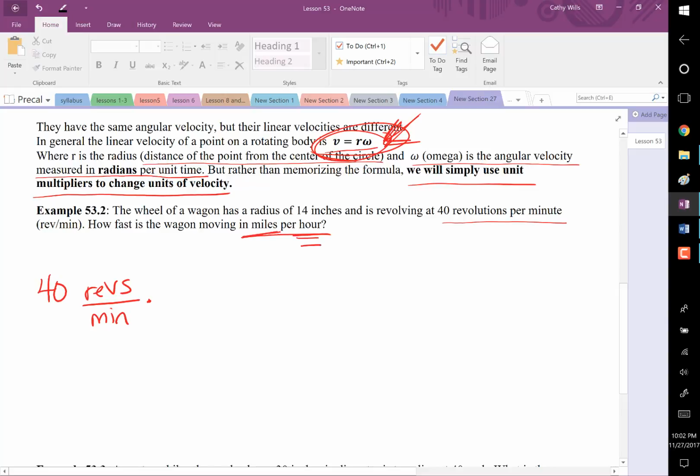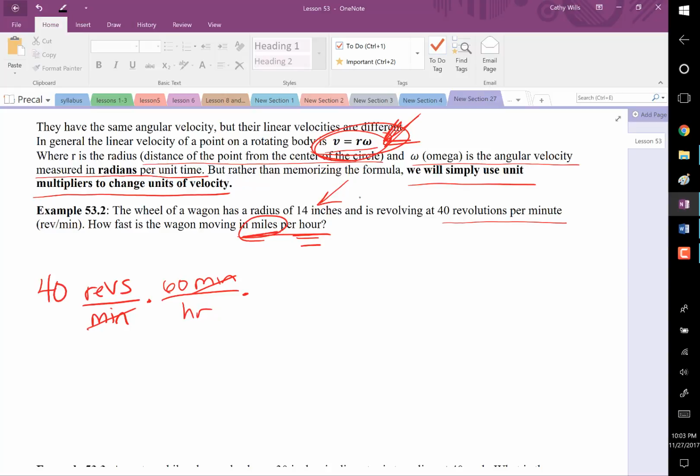All right, so it's easy to change the minutes to hours. We could just go ahead and do that. So we want minutes on top, 60 minutes in 1 hour. So the minutes will cancel. All right, now we want to change revolutions to miles. They're telling me that the radius of the wheel is 14 inches. So a revolution means one spin. One spin of the wheel is the circumference. That's how far the wagon goes when the wheel goes around one time.